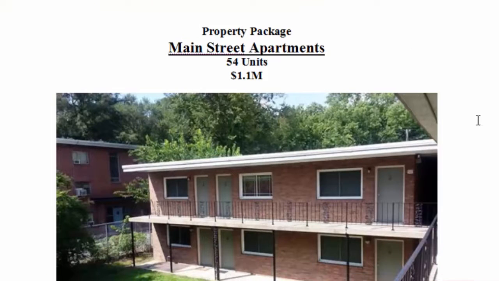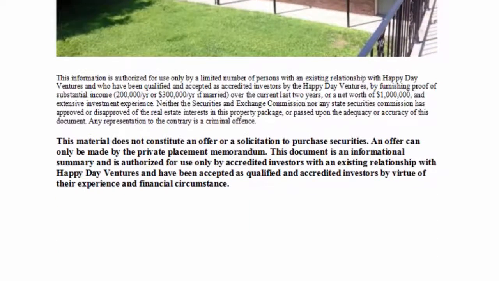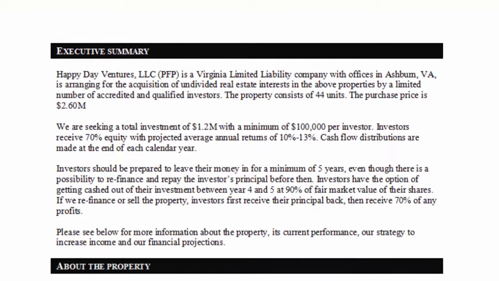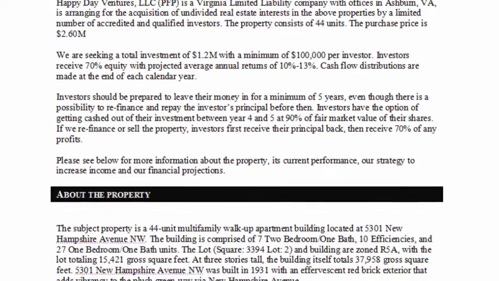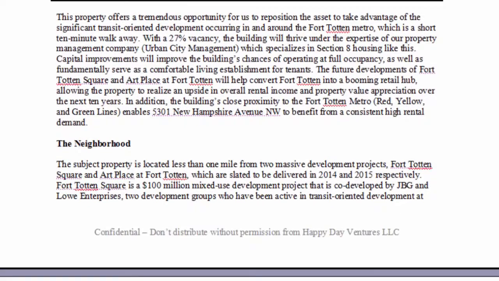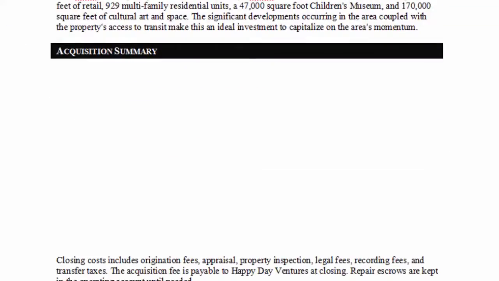So here we are in our deal package, and you can use the outline that I have in here. We have just a photo up here. We have some boilerplate. We talk about the executive summary. Hey, here's what we're talking about. Minimum investment of $100,000. Here's what we're going to do. We're going to add value, etc. We're going to talk about the property. And we're talking about the business plan that we're going to add value, and we're going to refinance in year 3, et cetera, et cetera.